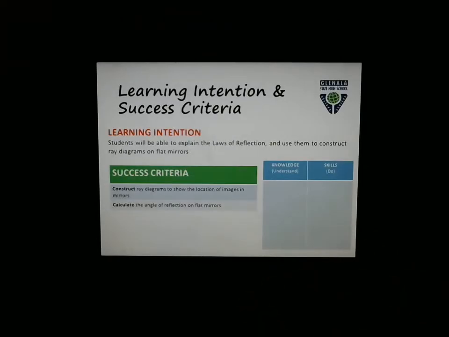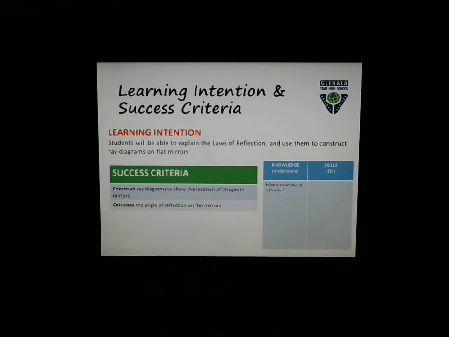Here is your learning intention and success criteria for this chapter. Please pause the video and attempt to complete the KS table down the bottom right corner. Okay, so looking here we can see that the intention is that you can explain the laws of reflection and use them to construct ray diagrams on flat mirrors. So we've got a skill verb there, construct ray diagrams to show location, and then calculate the angle. So there's a lot of skills on those success criteria there.